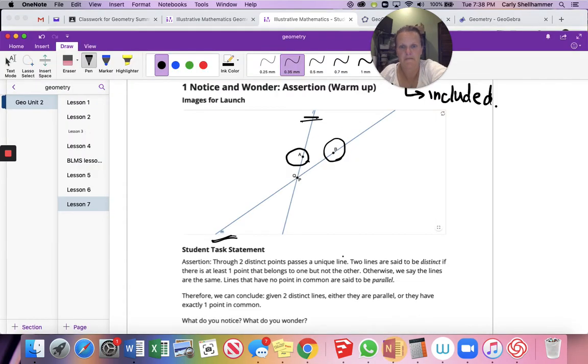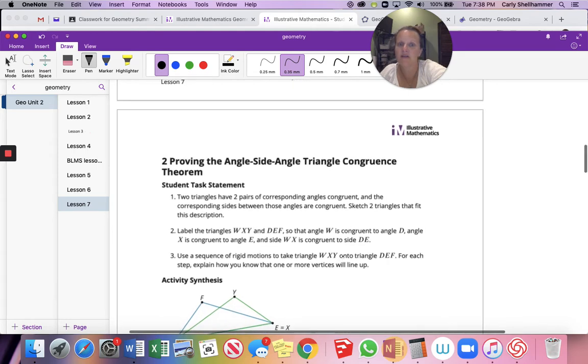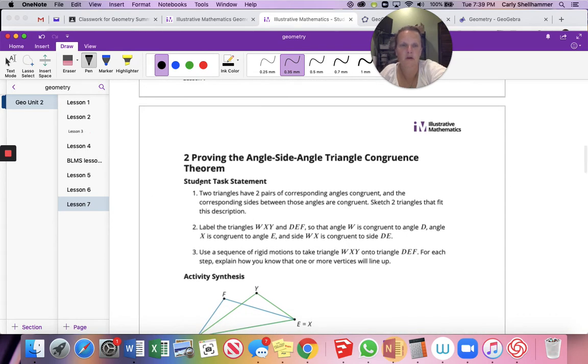Let's go back here. All right, so proving the angle side angle congruence theorem. We're going to go over to GeoGebra again in a second, but here's my student task statement. Two triangles have two pairs of corresponding angles congruent, and the corresponding sides between those triangles are congruent. That one is our included side. Sketch two triangles that fit this description.